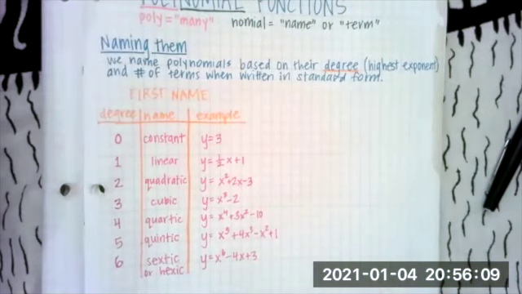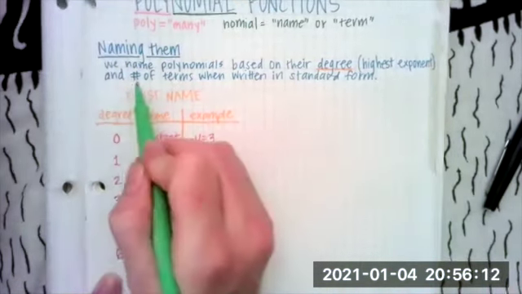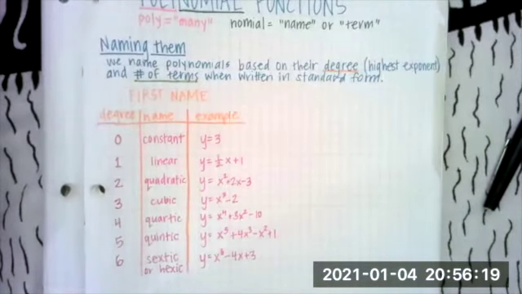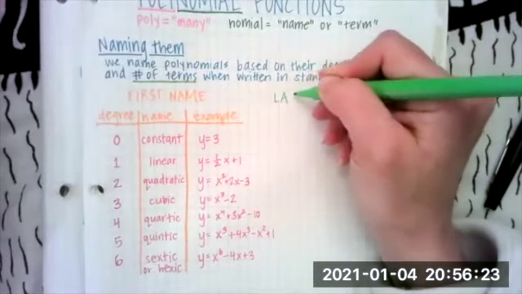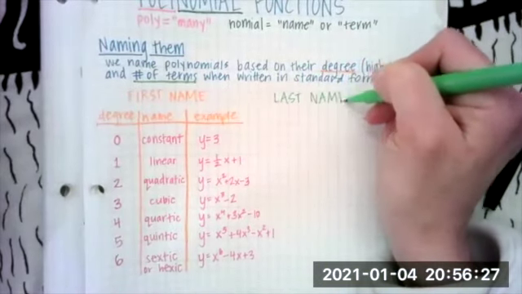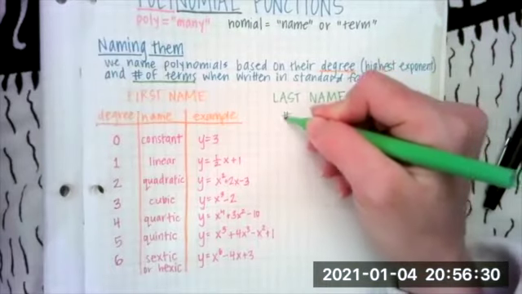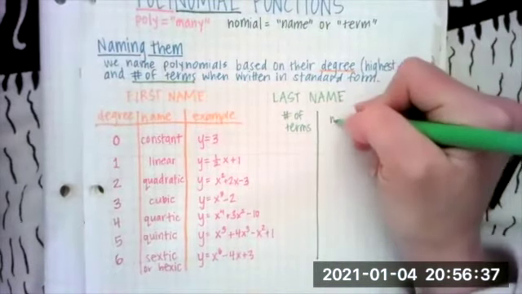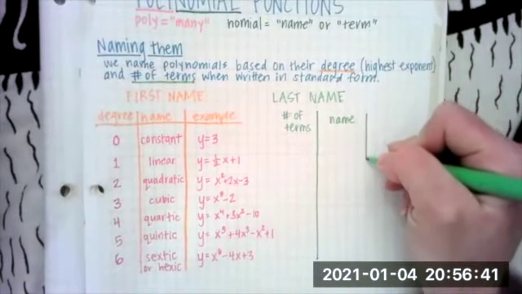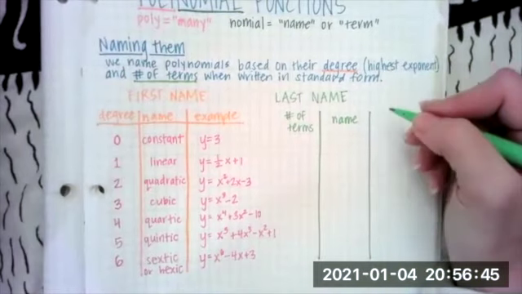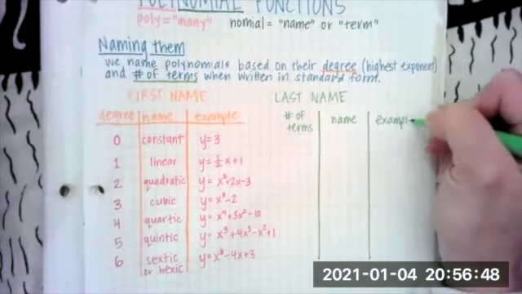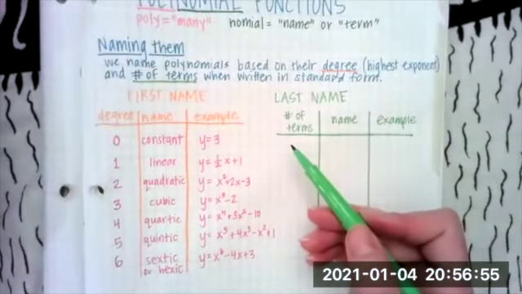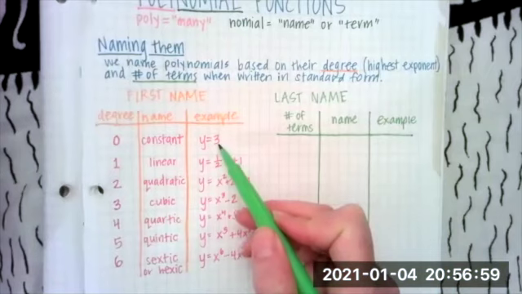The last name, on the other hand, refers not to the degree, but the number of terms that polynomial has. So for the last name, we're going to write a number of terms, name, example. If there is only one term, like in this first example, y equals 3, one term.